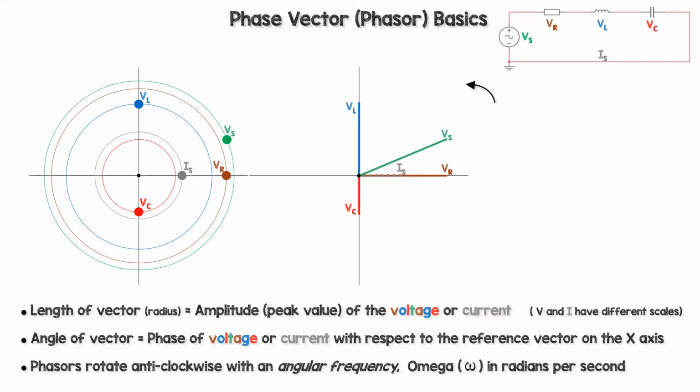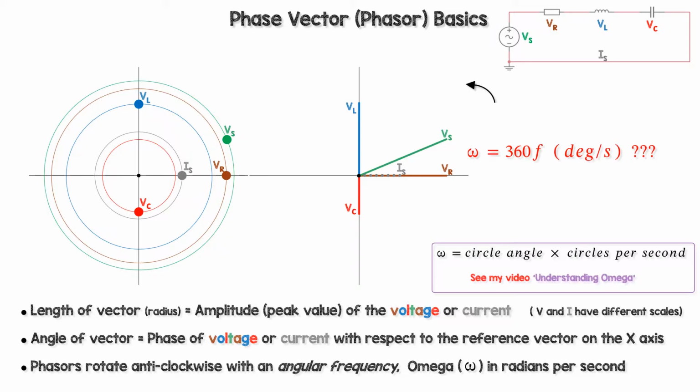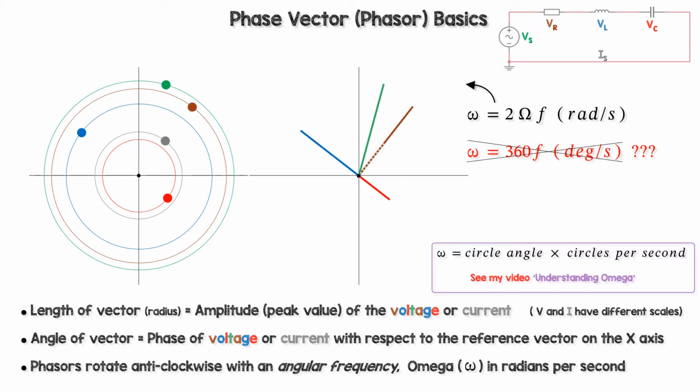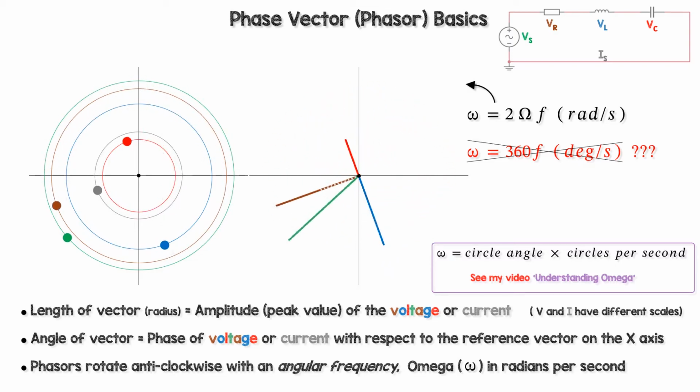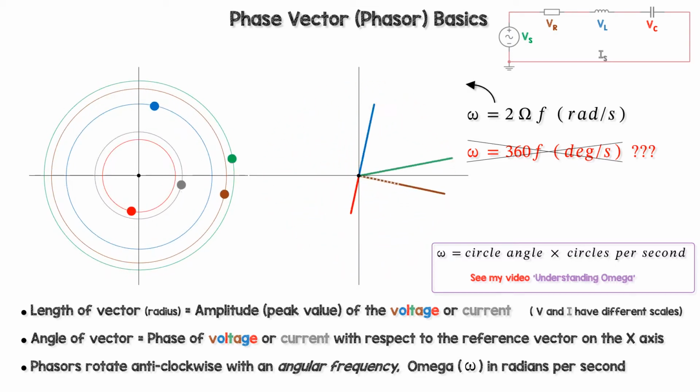The angle of the vector is the phase of the voltage or current with respect to the reference vector on the x-axis. And phasors rotate anti-clockwise with an angular frequency of omega, which is in radians per second. Omega is equal to 2 pi, the angle in a circle, multiplied by how frequently we spin through a circle.